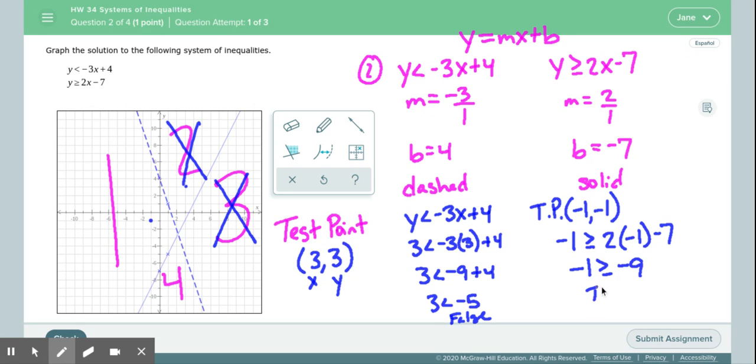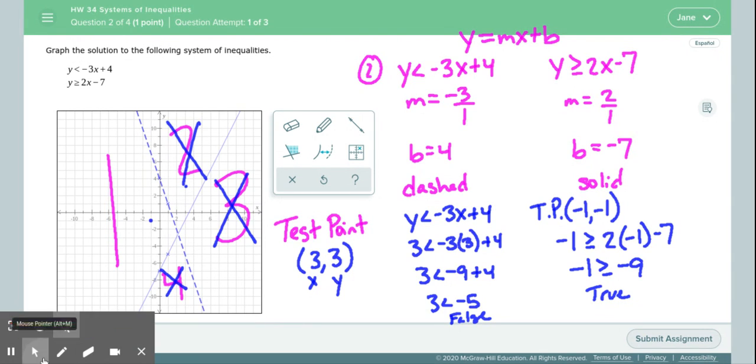Well, yes, this one is true. Don't get tripped up by those negatives. The closer you are to 0, the bigger it is. So negative 1 is greater than negative 9 is true. Had it been false, I would have crossed out where region 1 is, and I would have had 4 be where my solutions lie. But since it's true, it means that this is where my solutions will be, which means that region 4 is out.